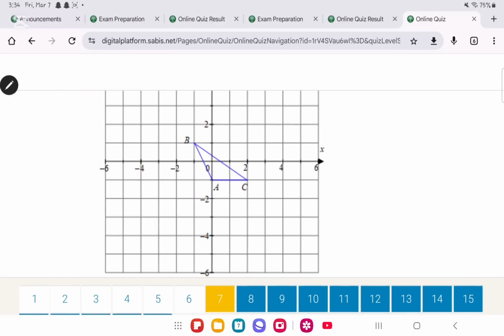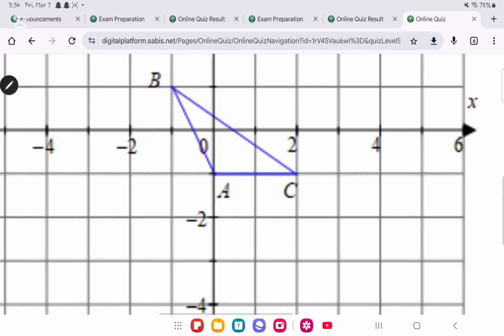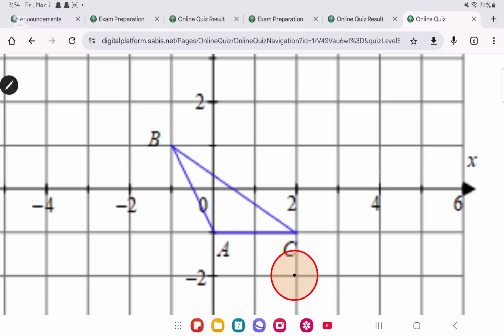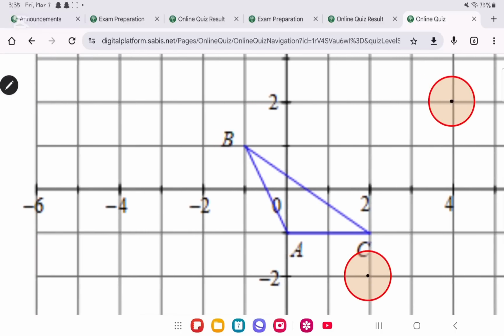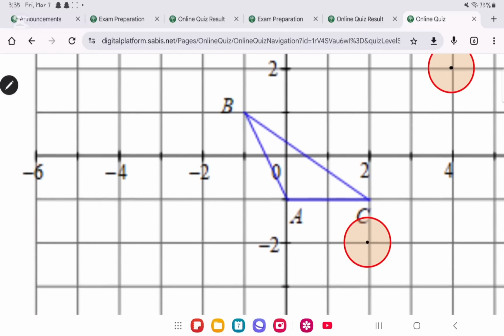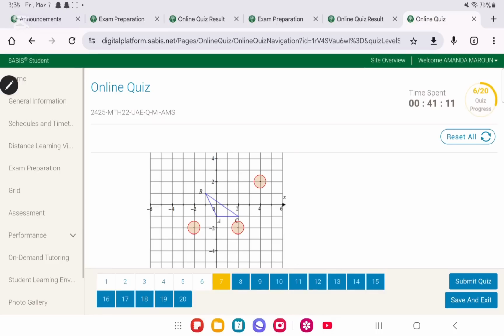Let us plot the points. We have 2, minus 2. This is the first point. Then we have 4, 2. And then we have another point, being minus 2 and minus 2. So this point over here. All right, so that's pretty much it.